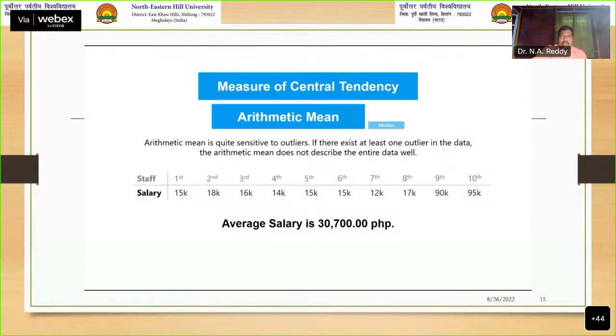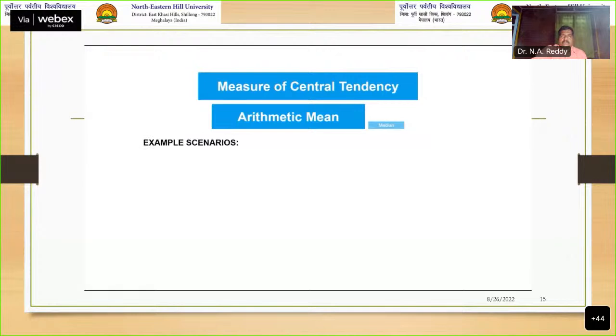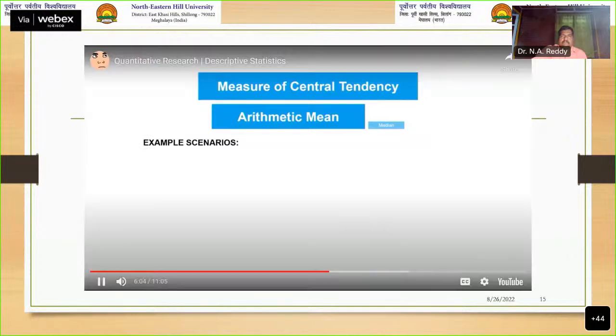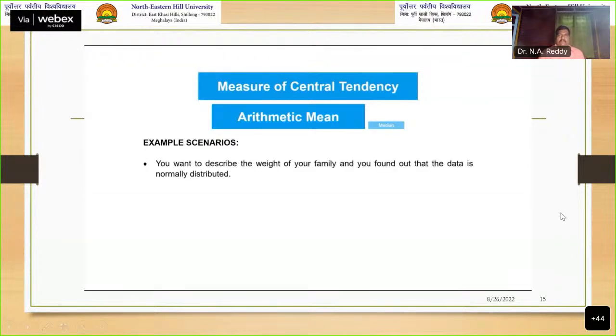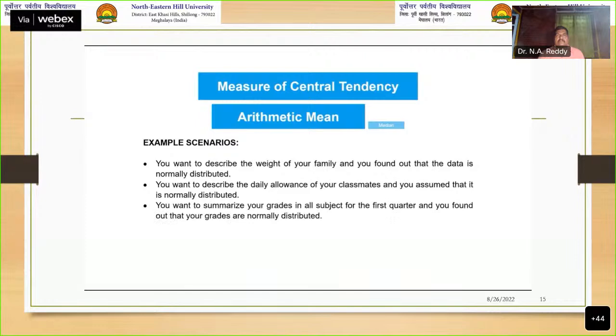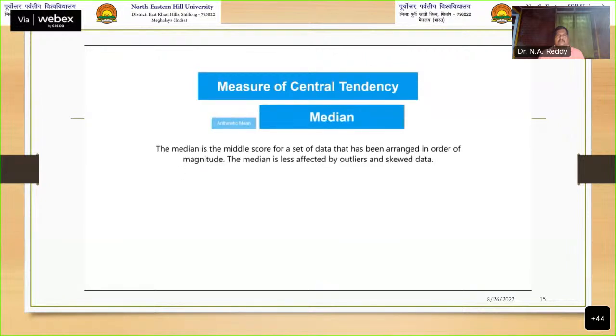Here are some examples wherein you can use mean to answer research questions or achieve research objectives. You want to describe the weight of your family and you found out that the data is normally distributed. You want to describe the daily allowance of your classmates and you assume that it is normally distributed. And you want to summarize your grades in all subjects for the first quarter and you found out that your grades are normally distributed.